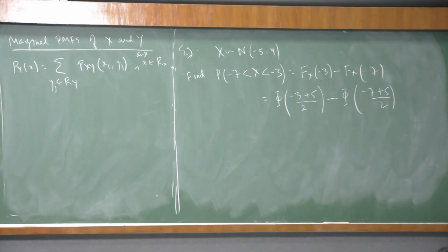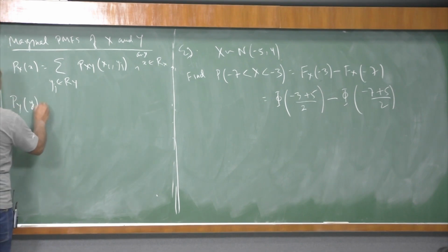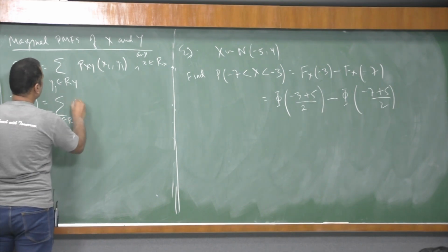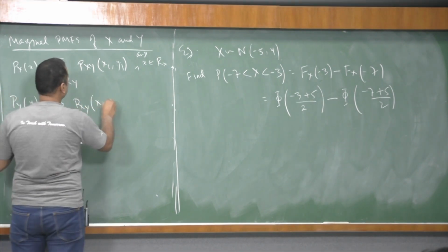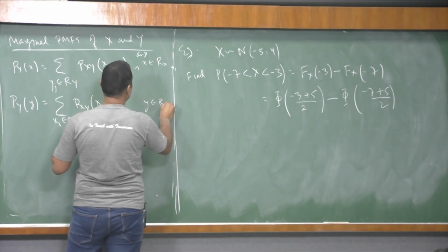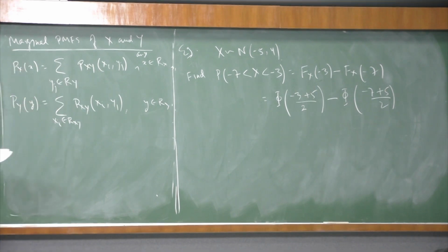So if you want the marginal with x, you sum over y. If you want the marginal with y, you sum over x. Okay, so these are the formulas to obtain the marginal.